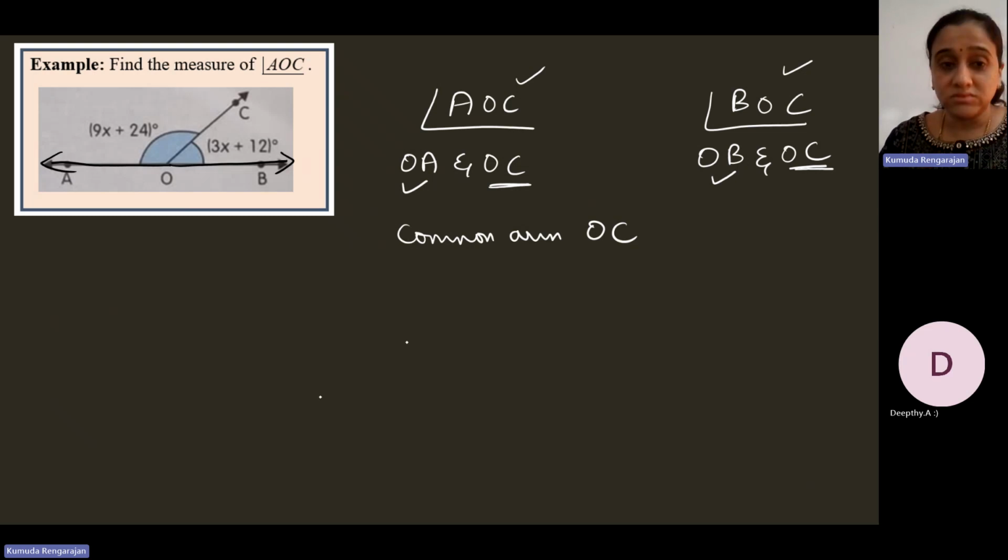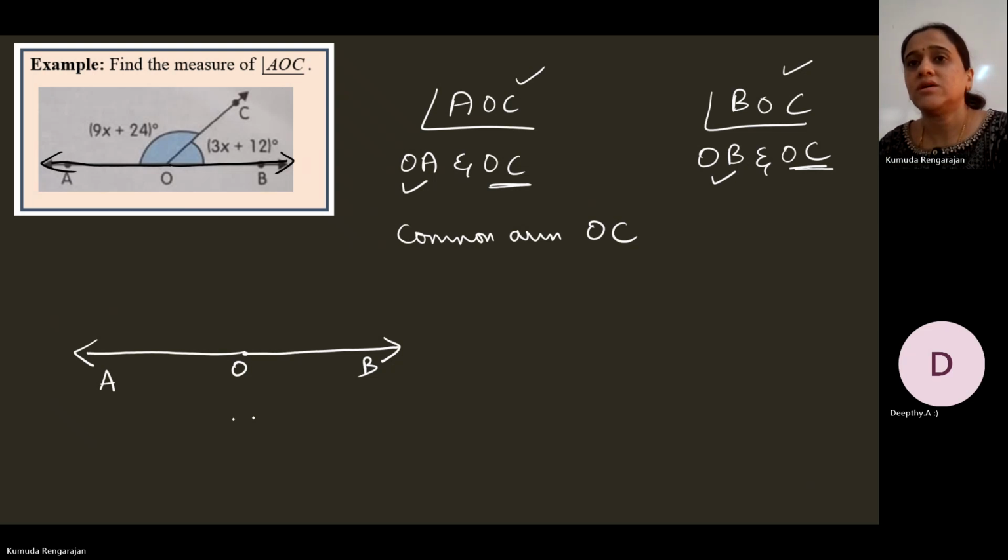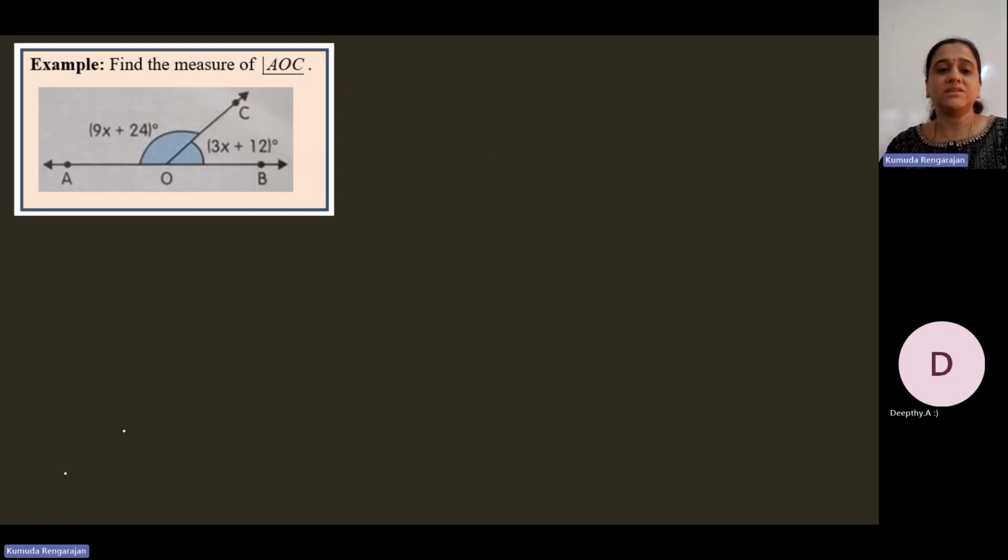So here the adjacent angles form a linear pair because AOB is a straight line. And a straight line meaning the non-common arms will go opposite to each other. See, one non-common arm goes like this, OB. The other one goes exactly in the opposite direction like this. Then the adjacent angles form a linear pair. So here in this figure, angle AOC and angle BOC form a linear pair. They are adjacent angles because they satisfy all the three.